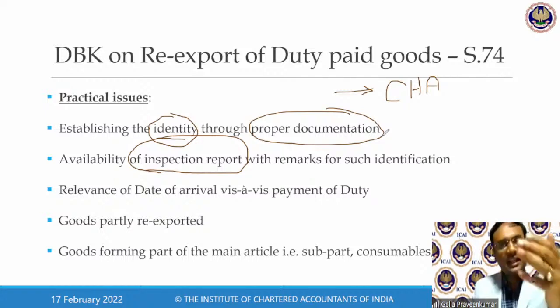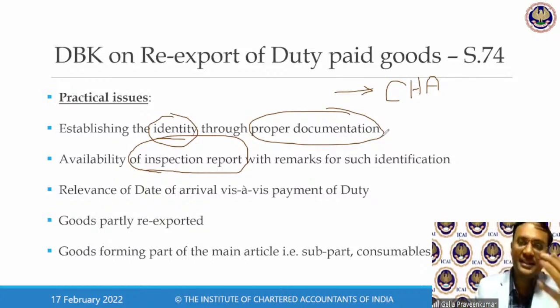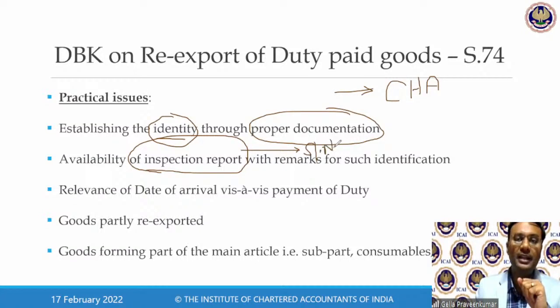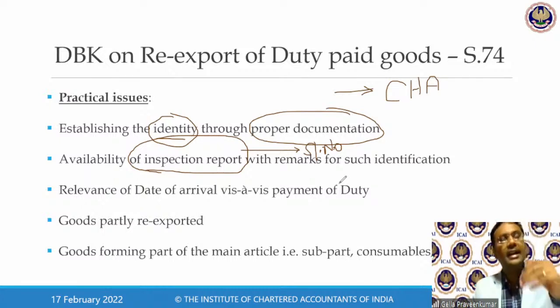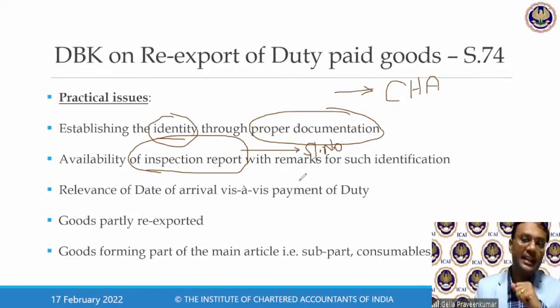So when a CHA files this particular bill of entry, I have to inform them: please get an inspection report, please get remarks for the serial number, for the identity of those particular goods. Why should I do that? Reason, when an inspection is done, when a verification is done, and these goods go back, it is my responsibility to prove that particular identity. So in those cases, wherever possible, please do insist on getting an inspection report.